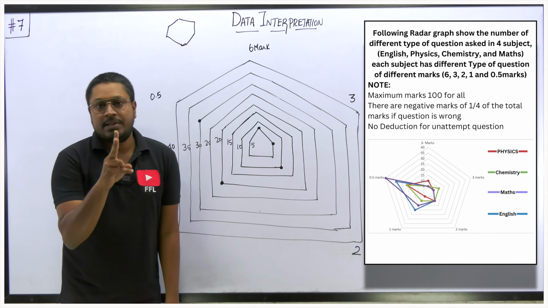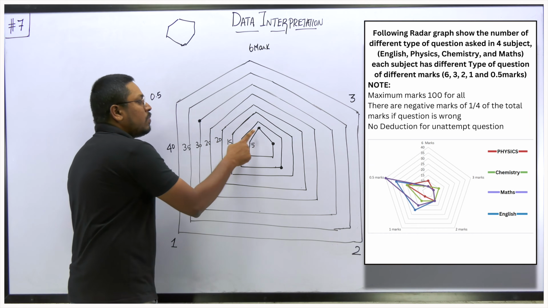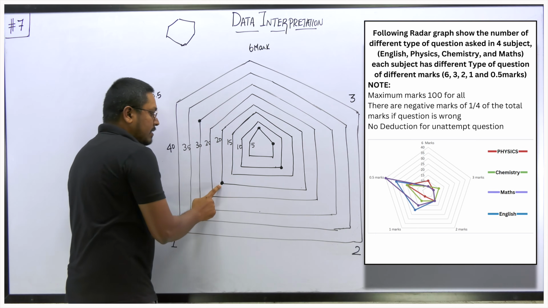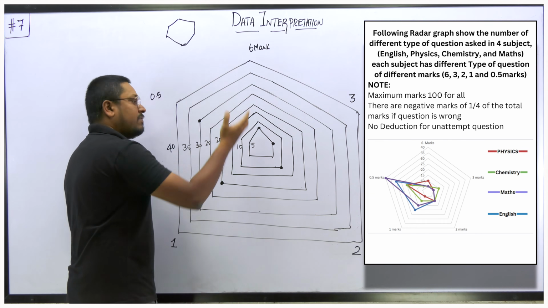Just see here, there are 2 kinds of radar chart value. One is in the pentagon, where they usually denote only by a dot here, right? So I have taken one example, the English language alone. So first, what is the question?